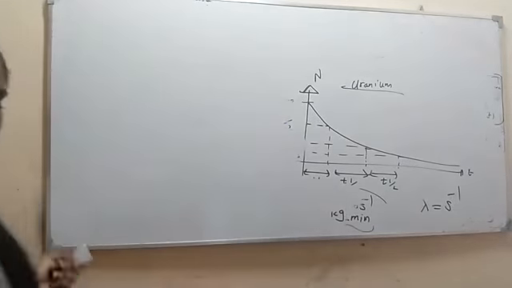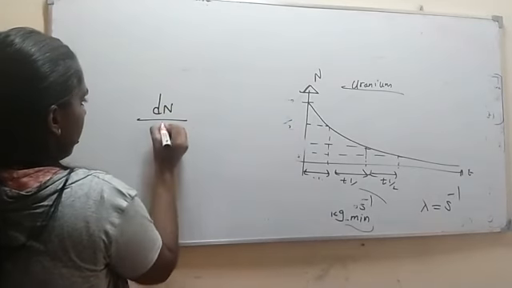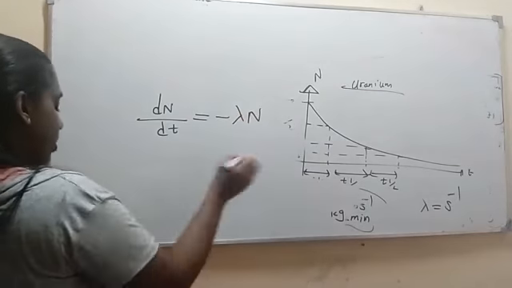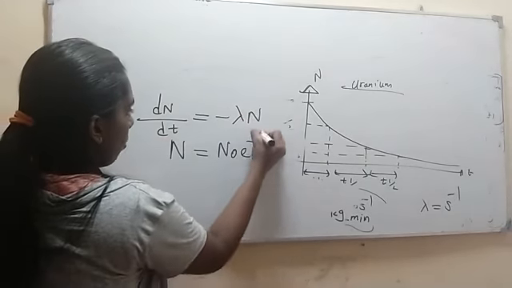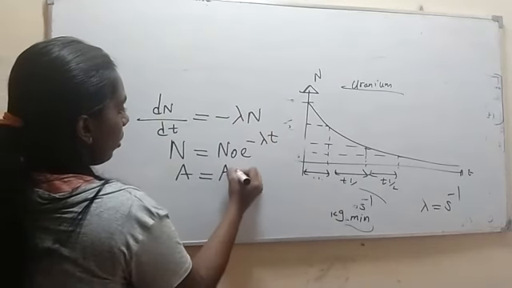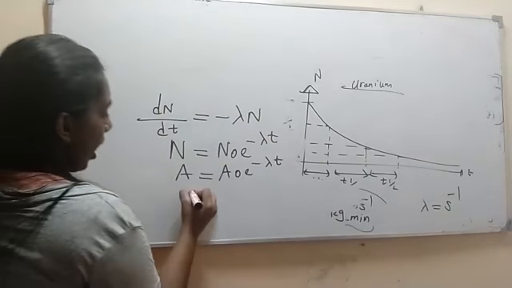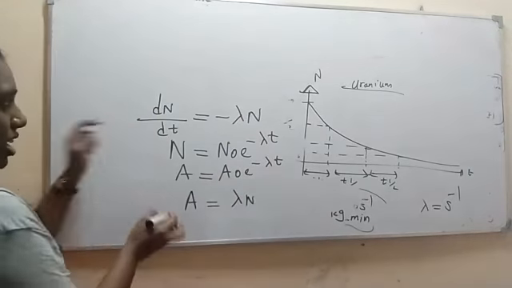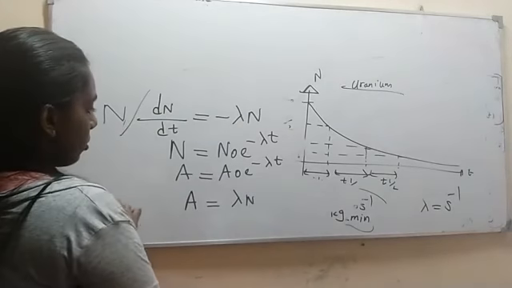Now, we study the equation like this: dN by dt is equal to minus lambda into N. And we studied an equation: N is equal to N naught into e to the power minus lambda t. Similarly, I told you the equation A is equal to A naught into e to the power minus lambda t. Then similarly, A is equal to lambda into N you can write. Instead of this dN by dt, you can write N.